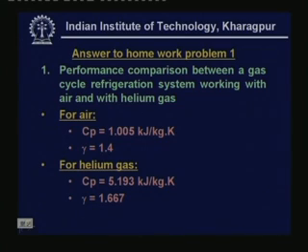For air, the specific heat Cp is 1.005 kilojoule per kg Kelvin, and the specific heat ratio is 1.4, whereas for helium gas the specific heat is 5.193 kilojoule per kg Kelvin and specific heat ratio is 1.667. Okay. And the procedure is exactly the same as what I have shown in the last lecture. So, if you follow the exact procedure and take these property values of helium, then you will get the answers. Okay. So, I will show you the answers.